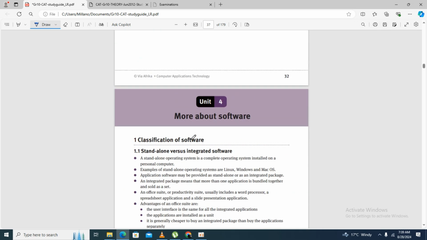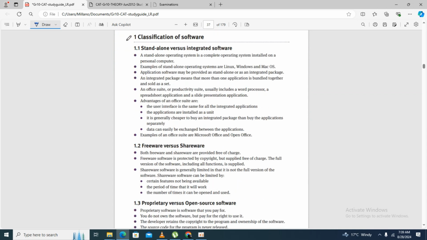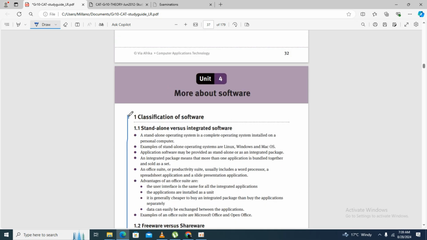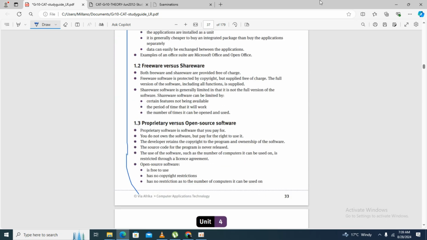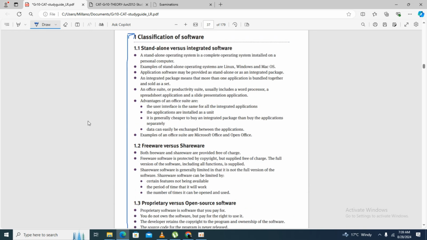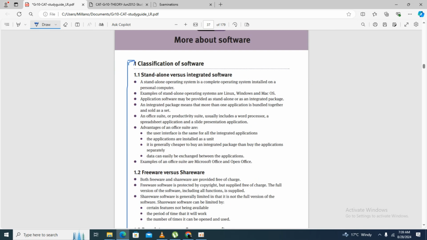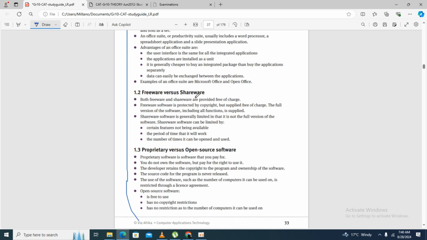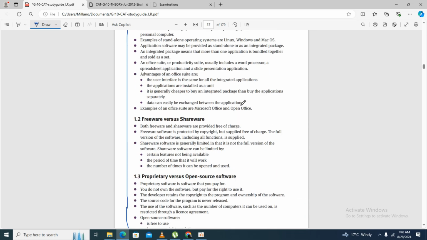You should also definitely know this, the most important part of software. I'm going to briefly go through it with you, but this is the most important part about software, because this question is always asked. Not always, but in most cases when they ask about software, this will come up somehow. A standalone operating system is a complete operating system installed on a personal computer. As I said, I'm not going to go into that. That's self-explanatory. They have everything there for you. I want to get into the ones which people actually get wrong.